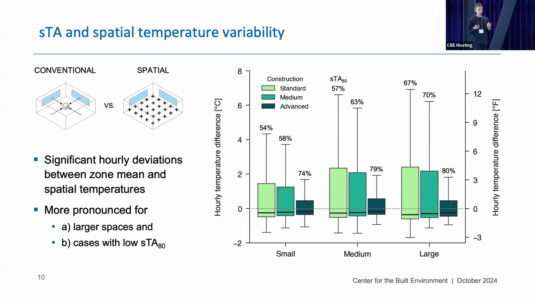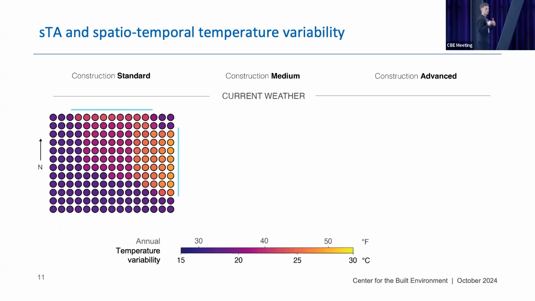And also what we can see is that the variability is more pronounced for larger spaces and in cases with a lower STA. So then, because I'm talking about the spatial dimension, I also want to briefly show the way we can visualize it. So again, we have the three construction scenarios, standard, medium, and advanced. And what we show here, for each of these points that we are investigating, is the annual temperature variability. So the difference between a maximum temperature and a minimum temperature for that particular point.